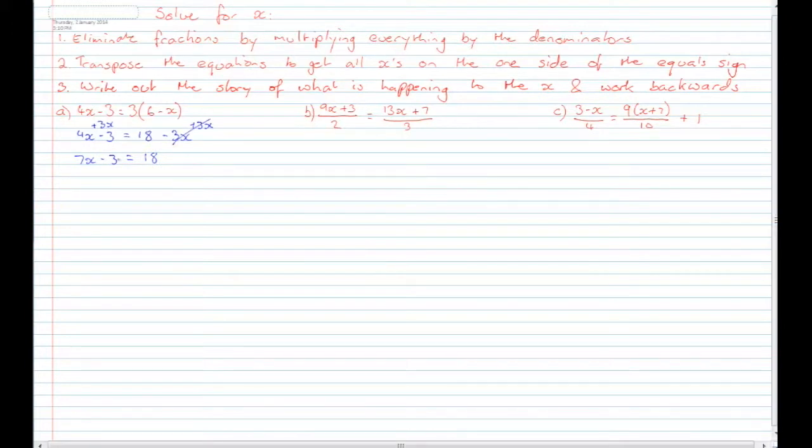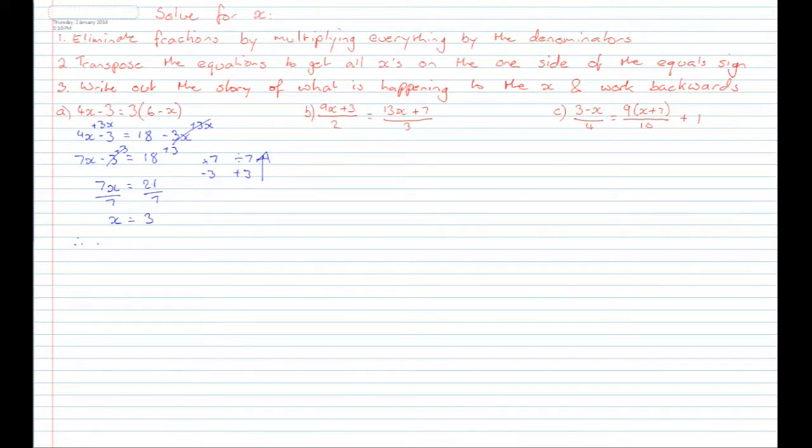Okay, so all of a sudden we can now write out our story of what's happening to the x. First of all, it's being multiplied by 7, then it's being subtracted by 3. Write the opposites now, plus 3 and divide by 7. Magic arrow going up, so we add 3 to both sides. End up with 7x equals 18 plus 3 is 21. Divide both sides by 7. You get x is equal to 21 divided by 7 is 3. Therefore, x is equal to 3.